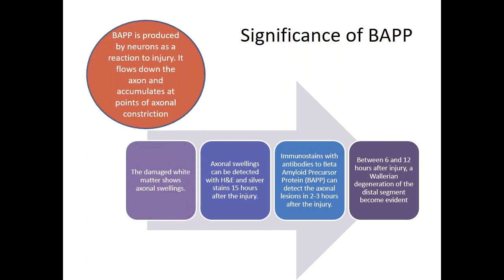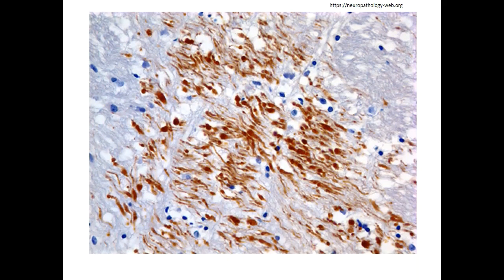Now, where does this BAP come from? BAP is produced by the neuron as a reaction to the injury. It flows down the axon and accumulates at the points of axonal constriction. So here we see the characteristic immunohistochemistry for beta amyloid precursor protein, which shows the characteristic axonal injury much before it is seen on the HNE.